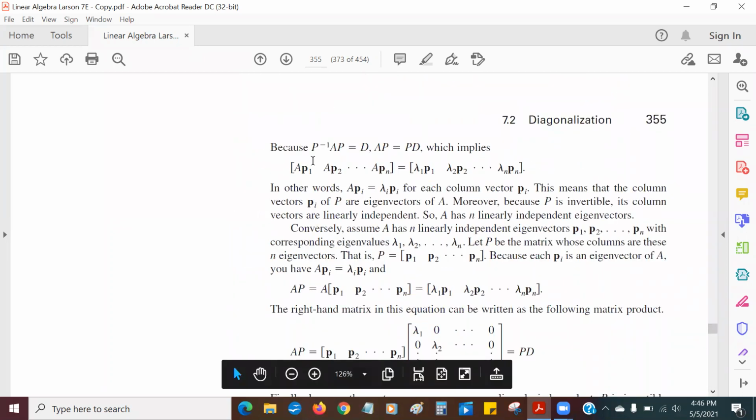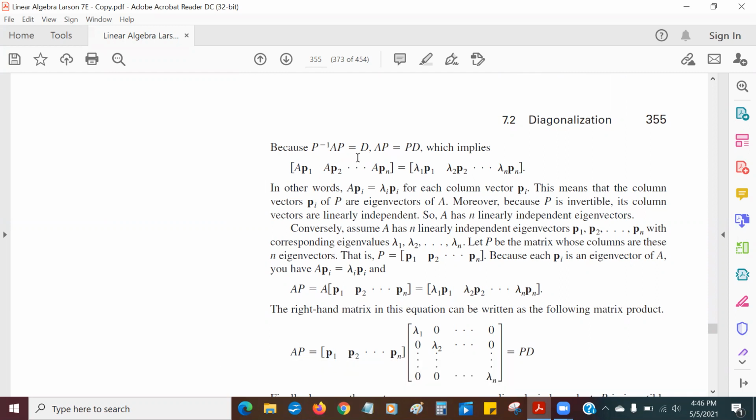So now P inverse AP is equal to D, which means AP is equal to PD. I just multiplied both sides here by P on the left side. Now, if AP equals PD, well, we know PD is this guy over here. We just showed that a second ago. AP is going to be this guy over here, by a similar argument. Well, that means that AP1 is going to equal lambda 1 P1, AP2 is equal to lambda 2 P2, dot, dot, dot, APn is going to equal lambda n Pn, which means that the column vectors Pi of P are eigenvectors of A, because that's the definition of an eigenvector.